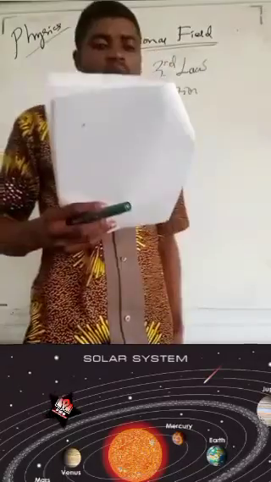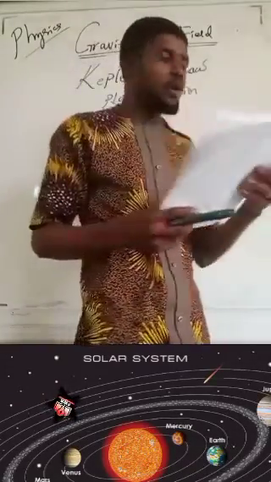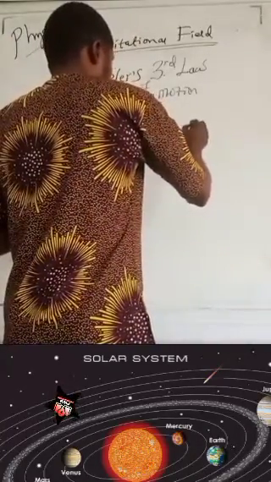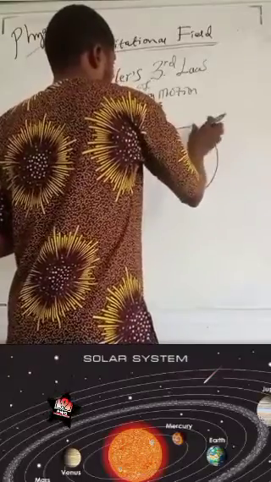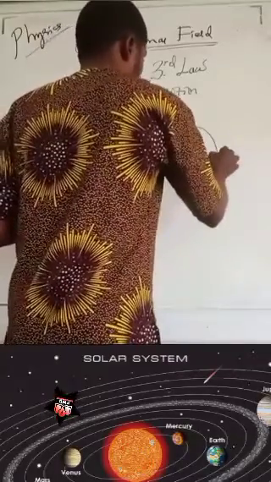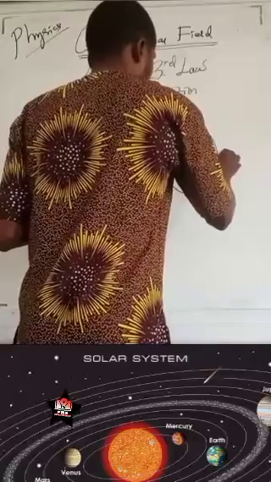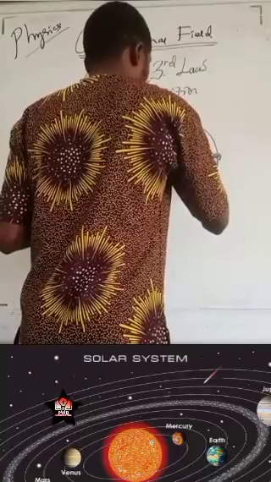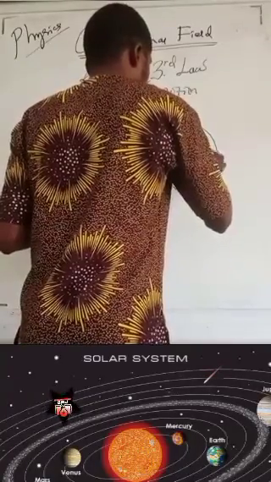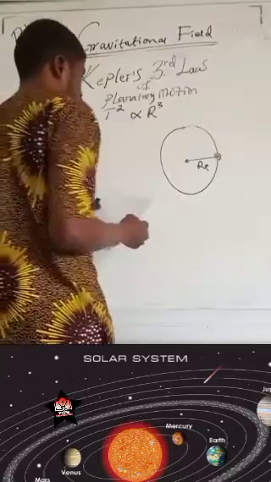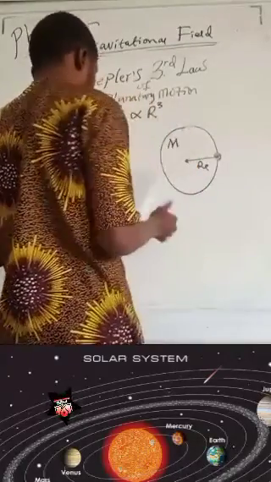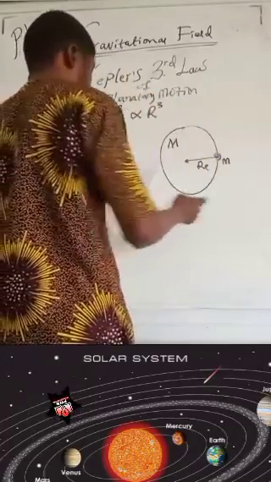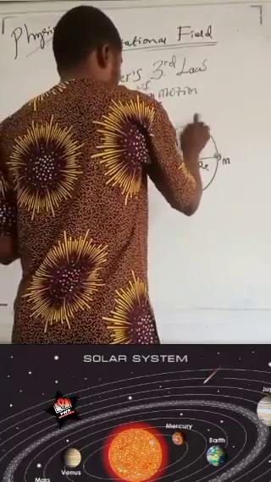It reads, a satellite of mass small m. Let's look at this as the Earth, and this is that satellite, and this is the radius of the Earth. This is your R, and this is the mass of the Earth, capital M. A satellite of mass small m orbits the Earth.